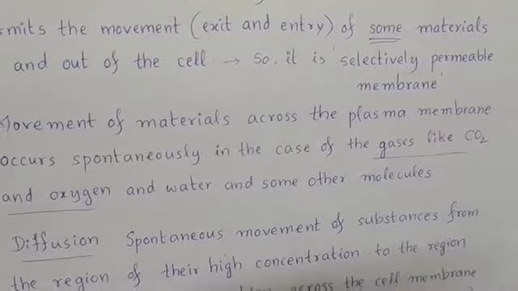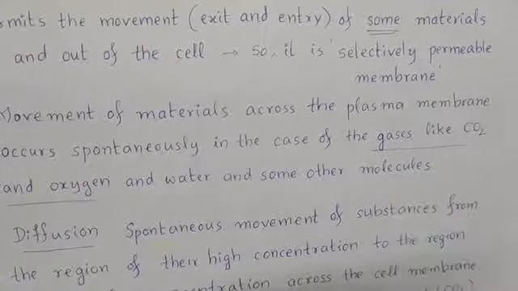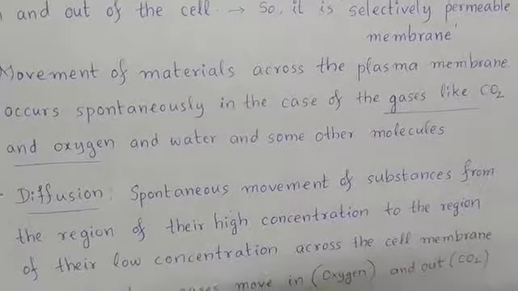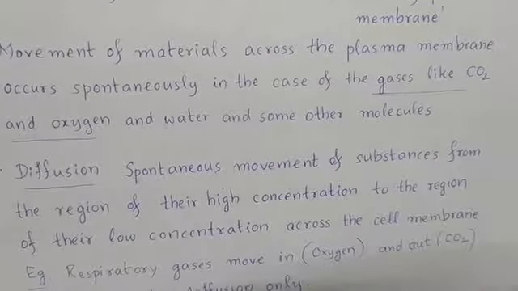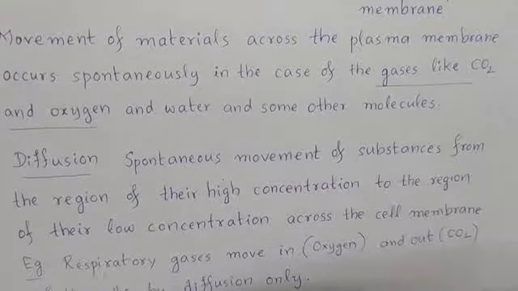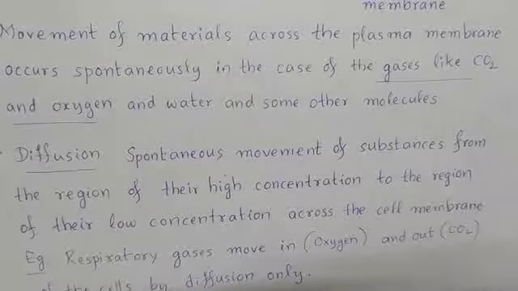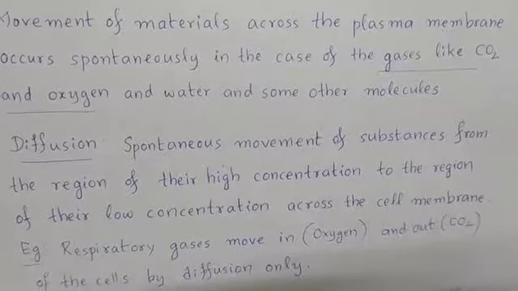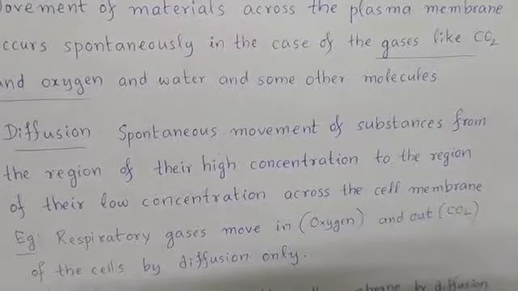So movement of materials across the plasma membrane occurs spontaneously in the case of molecules like gases such as carbon dioxide and oxygen, and water and some other molecules. Such spontaneous movement of substances from the region of their higher concentration to the region of their lower concentration across the cell membrane is known as diffusion.